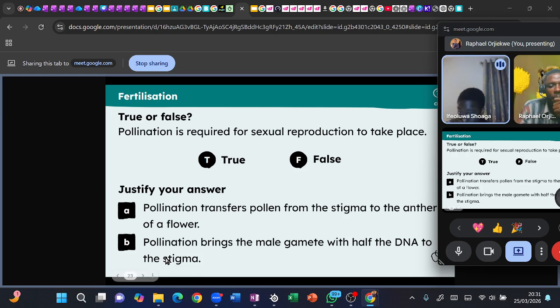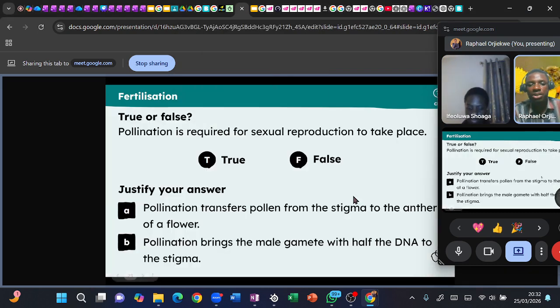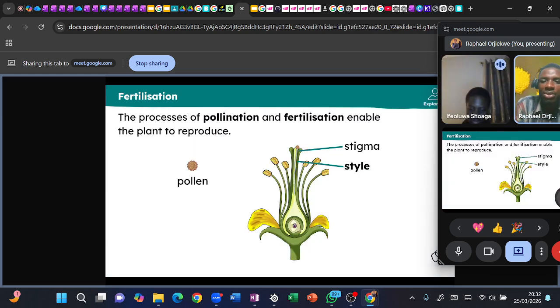Pollination brings the male gamete with the half DNA to the stigma. Okay, pollination transfers pollen from the stigma to the anther. Of course, no. A is not even correct. So the answer is true. Let's go on. Sorry about that. So the answer is true and it is B. Beautiful, well done. So let's go on to this, this is what we're talking about.